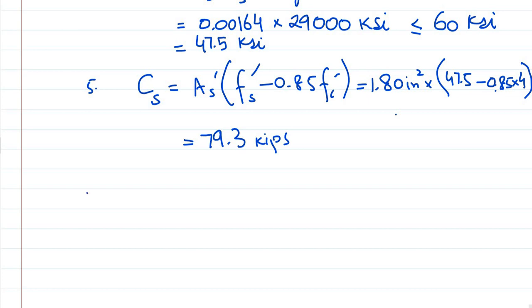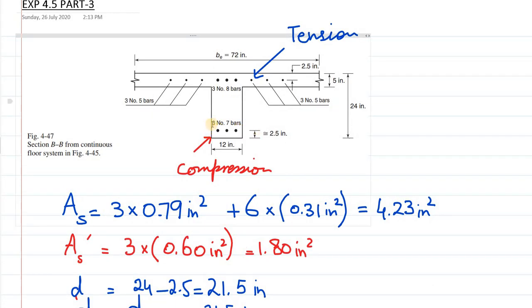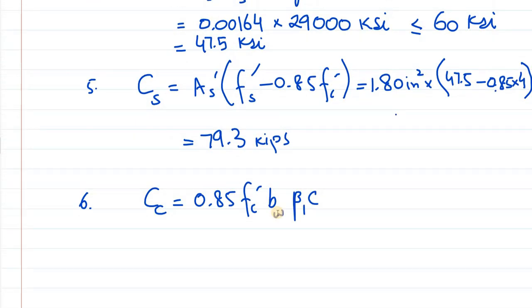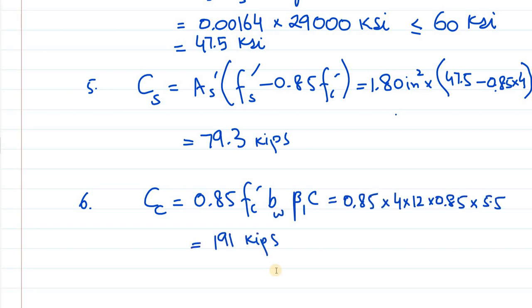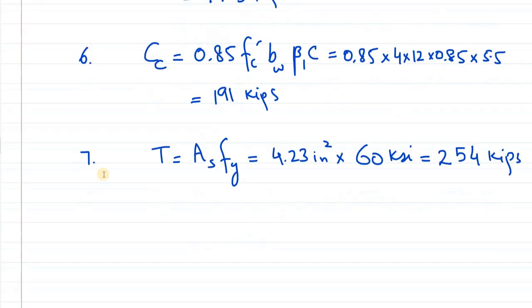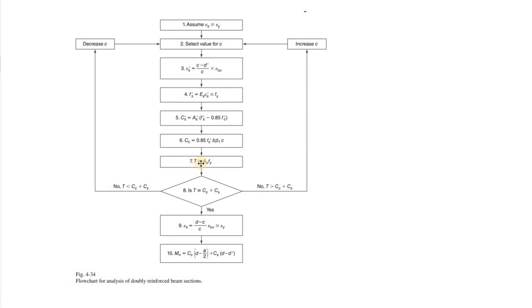Next you will calculate Cc, which is 0.85 fc prime bw into beta 1 c. Make sure you use bw over here because compression zone has a constant width of bw this time. So this Cc will be equal to, again putting the values, 191 kips. Next you calculate T value, As Fy, and just putting the values you get 254 kips. So we have moved up to the 7th step of calculating T.